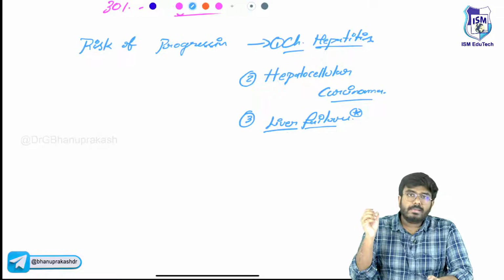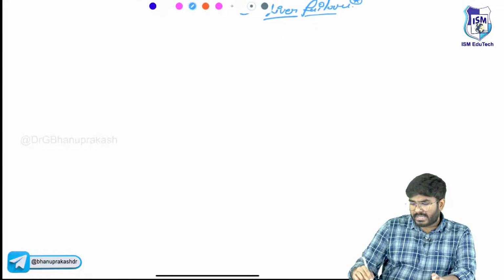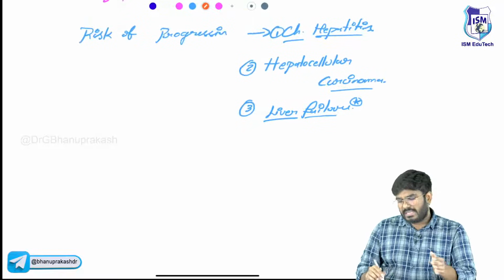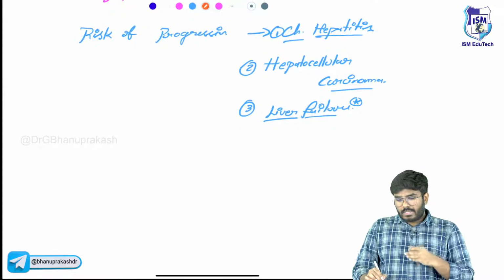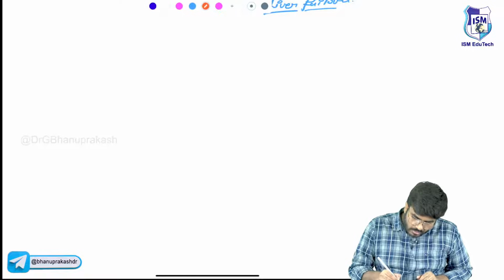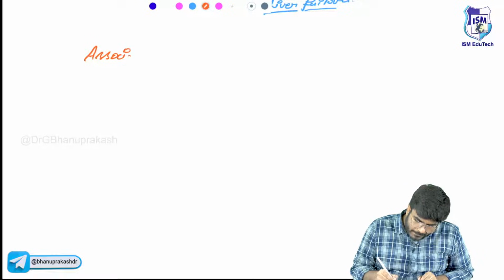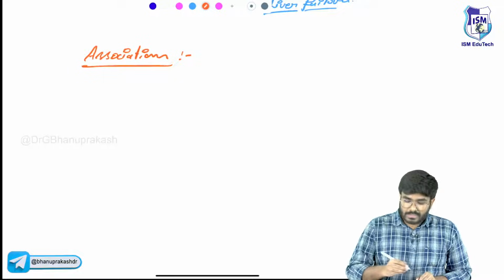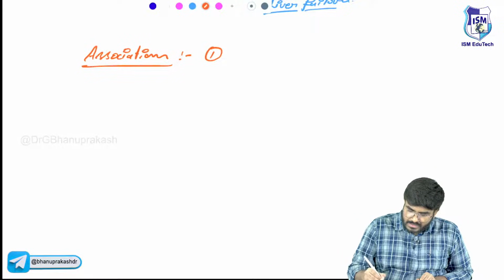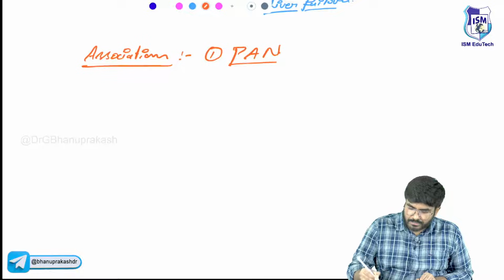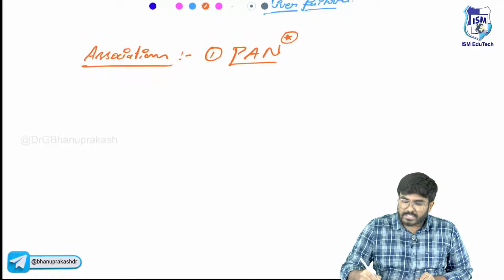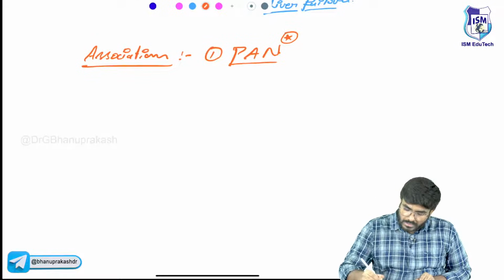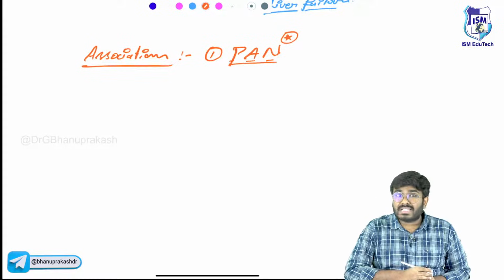See, guys, hepatitis B is associated with certain conditions. That's also very high-yield. Hepatitis B is associated with what? It is associated with other conditions, associations. What are those associations? One thing is polyarteritis nodosa. I have already discussed it in the vasculitis topic, in the vascular pathology.